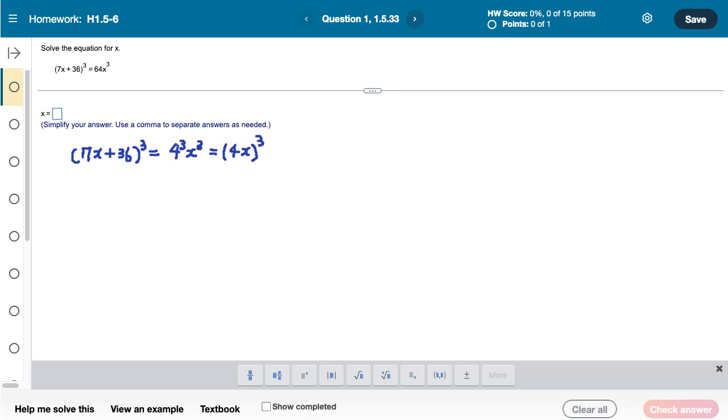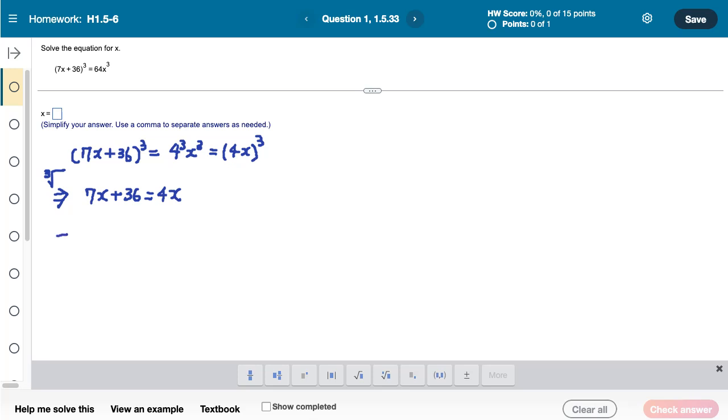Right? So since we have the cube on both sides, we can simply take the cube root of both sides so that we can get the 7x plus 36 is equal to 4x. So this is just going to be a linear equation, so it's fairly easy to solve.